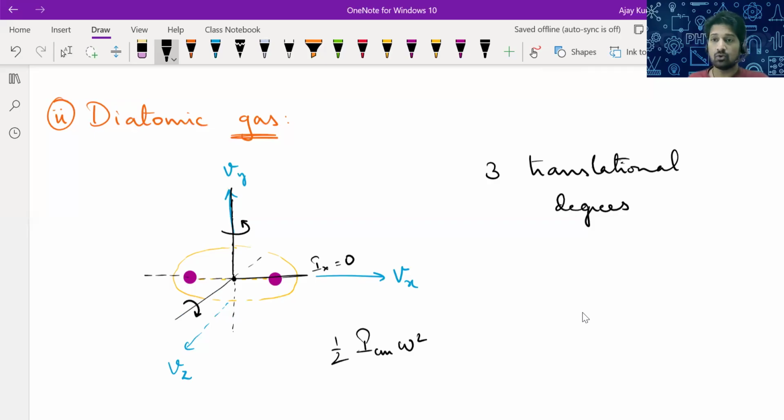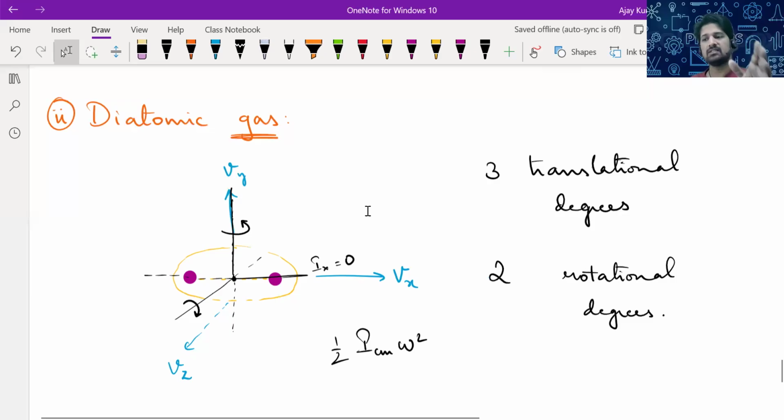Therefore, it can store rotational kinetic energy about y-axis. It can store rotational kinetic energy due to rotation about z-axis as well. So it has two rotational degrees of freedom. Means there are two independent ways in which it can store rotational kinetic energy. That is what we mean by two rotational degrees of freedom. So there are three independent ways in which it can store translational kinetic energy and two independent ways in which it can store rotational kinetic energy. So five ways in which it can store kinetic energy. So these will contribute to 5 degrees of freedom.